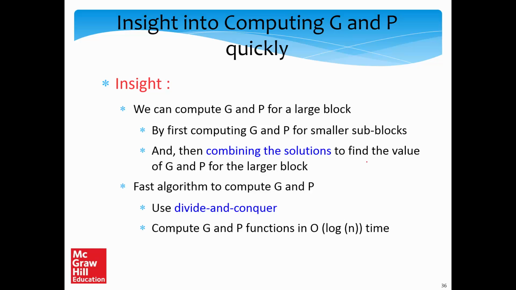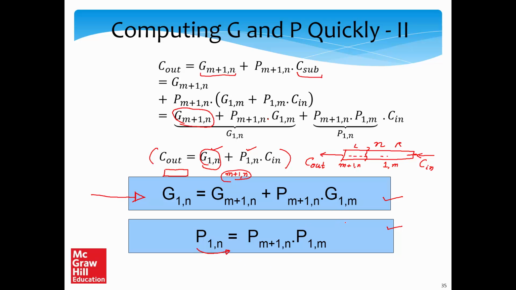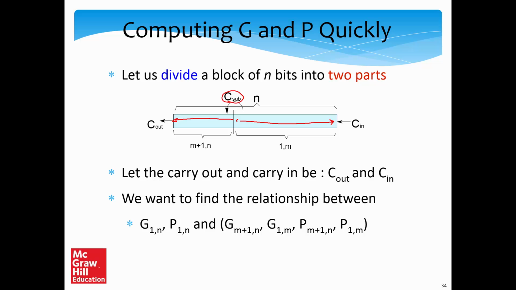Now let's get an insight into computing the generate and propagate functions quickly. The idea is that we can compute G and P for a large block by first computing the generate and propagate functions for smaller subblocks. Then we can combine them using these equations. If you see this diagram, we have the generate and propagate functions for smaller subblocks, and these have been combined to create the generate and propagate functions for a larger block. Once we have that, let me just clean the screen of annotations, one second.